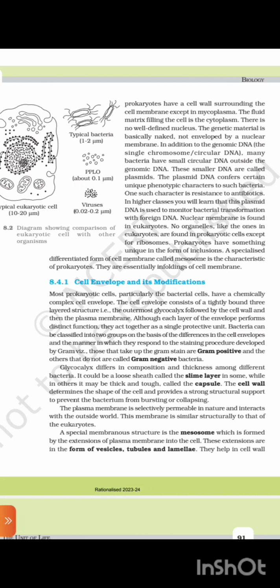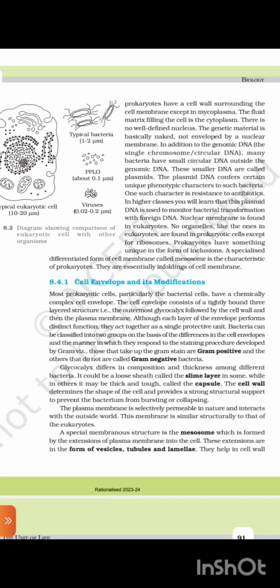Bacteria can be classified into two groups on the basis of differences in the cell envelope and the manner in which they respond to the staining procedure developed by Gram. Those that take up the Gram stain are Gram-positive, and the others that do not are called Gram-negative bacteria. Glycocalyx differs in composition and thickness among different bacteria. It could be a loose sheath called slime layer in some, while in others it may be thick and tough, called capsule. The cell wall determines the shape of the cell and provides a strong structural support to prevent the bacteria from bursting or collapsing.